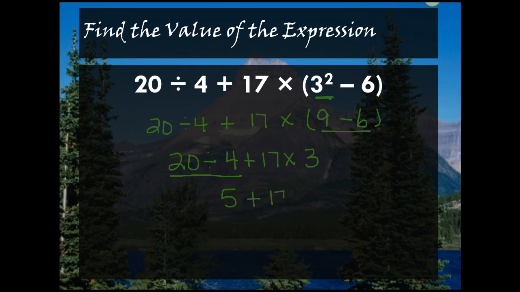That leaves me with 5 plus 17 times 3. I will have to multiply 17 times 3 next. That leaves me with 5 plus 51. I can add and get my final answer of 56.